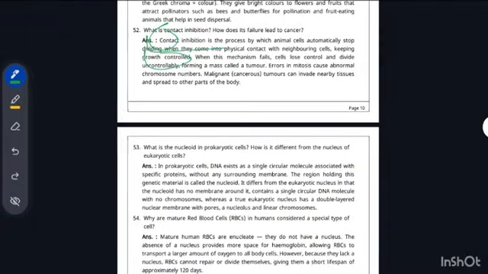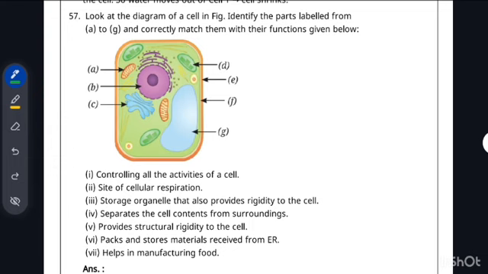Fine, I hope now it is understood. Okay, so here a diagram is also given.